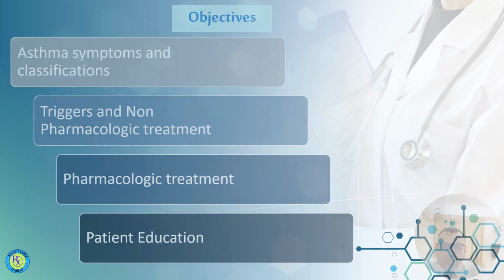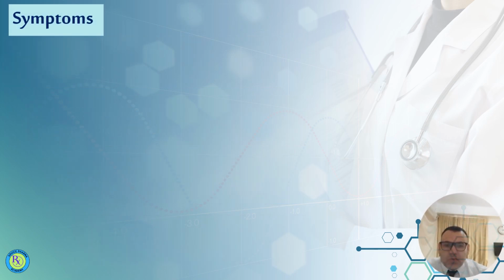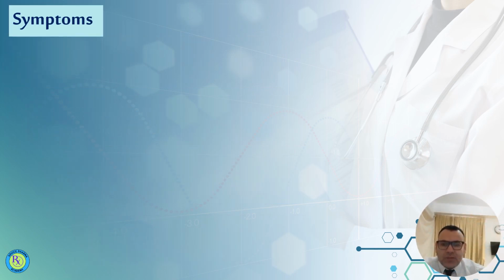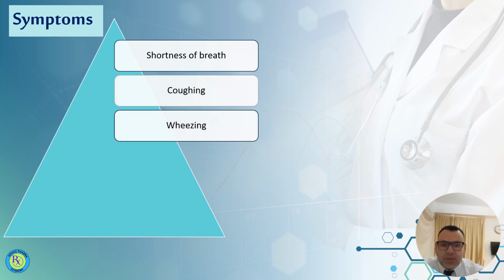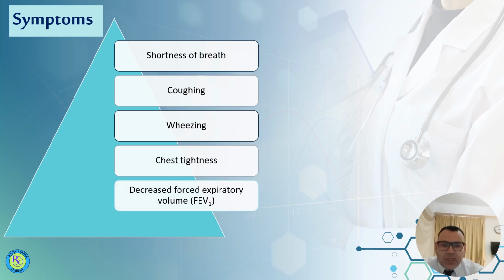What are the main symptoms of asthma? Asthma has main symptoms of shortness of breath. The patient has difficulty breathing. Coughing usually happens with asthma. Wheezing, where there is a wheezing sound in the chest. And chest tightness. Also, there is decreased forced expiratory volume, which is the amount of air that the patient can expel in 1 second, due to restriction of airflow.